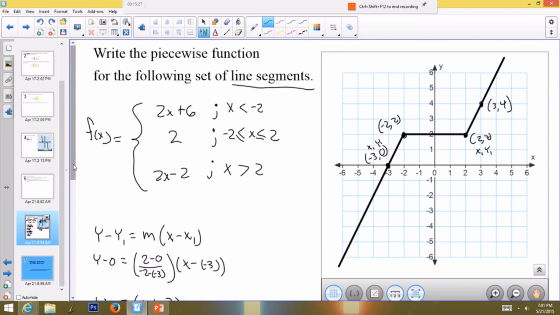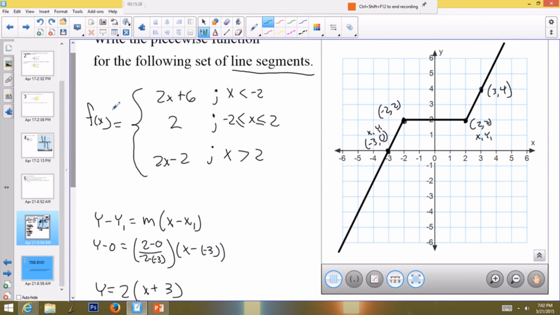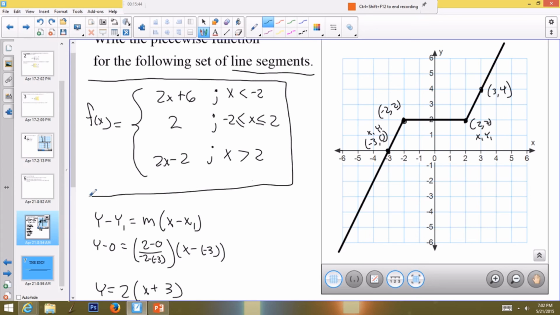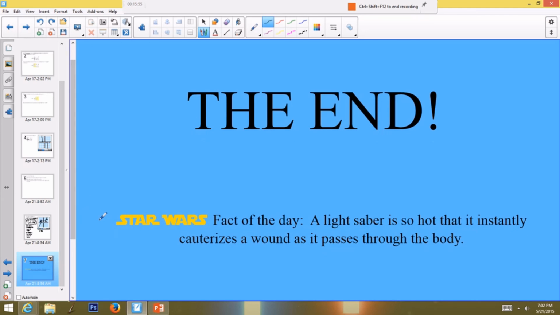I'm sure that some of you were yelling at me that I screwed that up, but I'm glad I caught it. That way I don't have to give any bonus points for anybody catching my errors. And it looks like we are finished. So this is the piecewise function that will graph this particular set of line segments. And that's all I have. All right. That's it. That's the end for today. Kept it down to only 15 minutes.